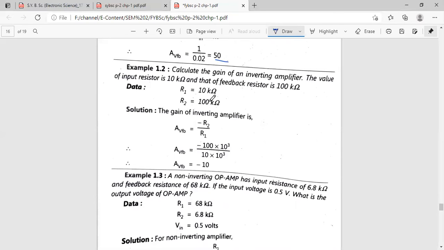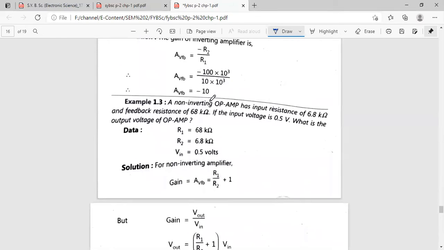The next question, question number 3. A non-inverting op-amp has an input resistance of 6.8 kilo ohm and a feedback resistance of 68 kilo ohm. If the input voltage is 0.5 volt, what is the output voltage of the op-amp? So what we have been given are the values of two resistances and an input voltage of 0.5 volt. Here they are stating the op-amp is connected in non-inverting mode.